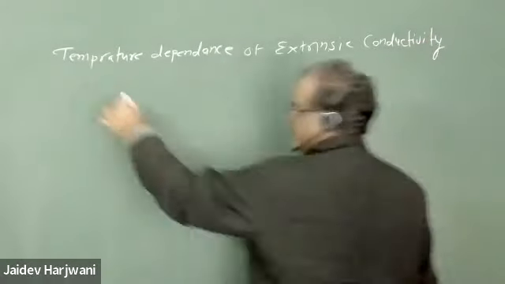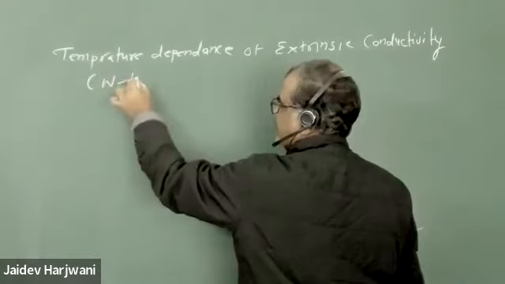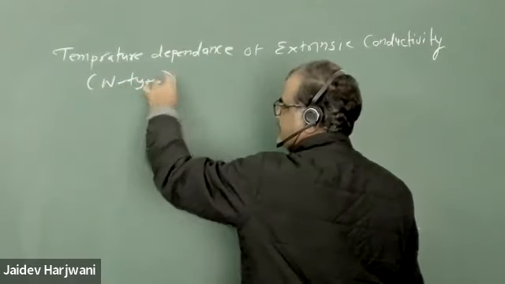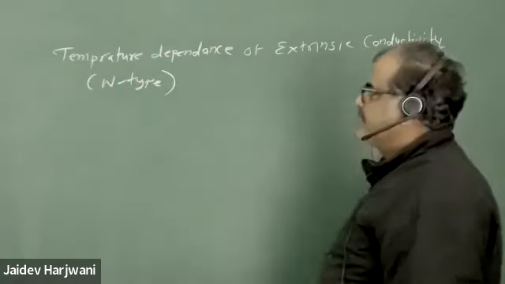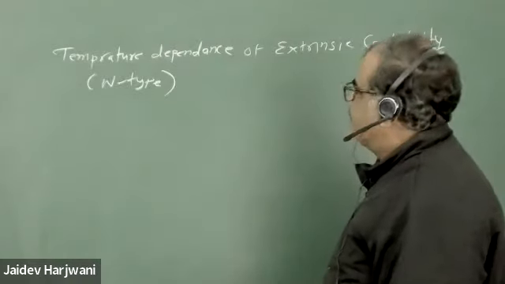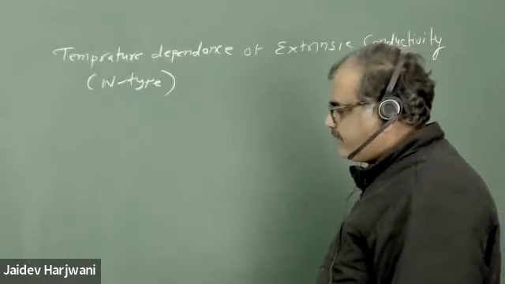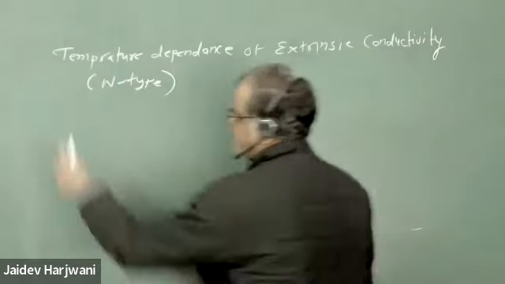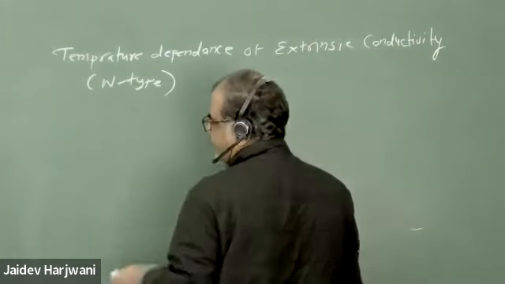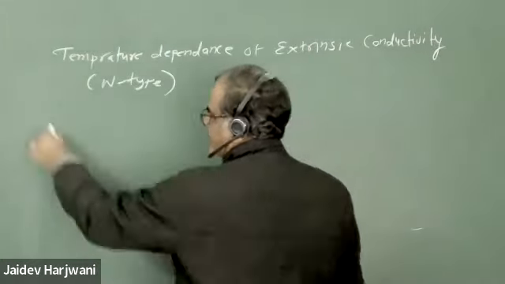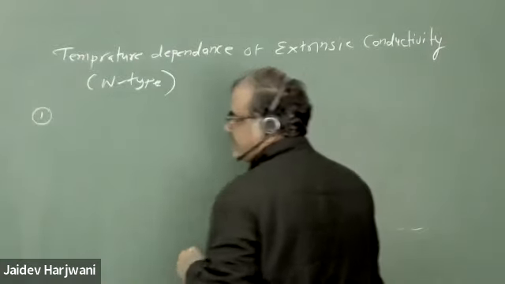I am explaining with the help of n-type material. That will be the same for p-type material. Now, in order to explain the temperature variation of conductivity, first we'll see how carrier concentration varies with temperature. Basically, an extrinsic semiconductor has three ranges.